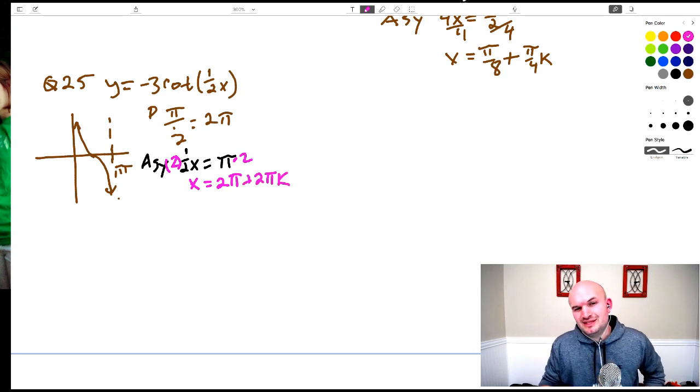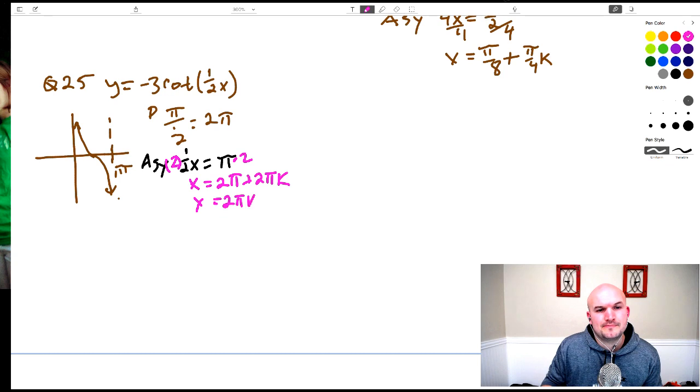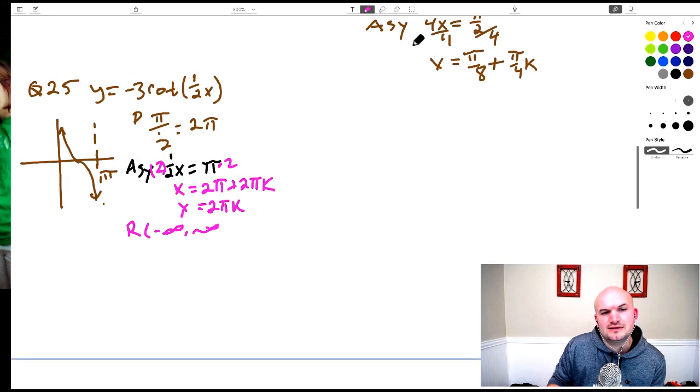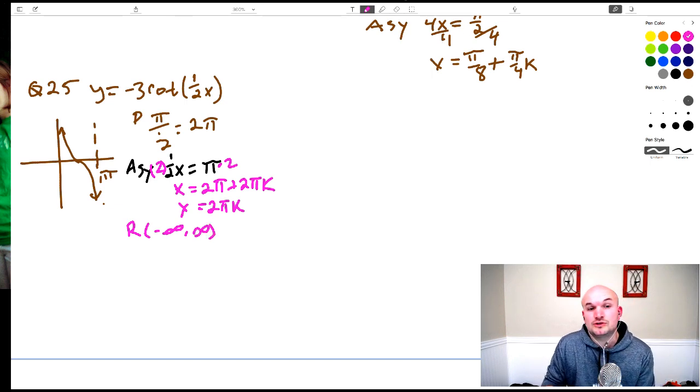And then obviously we don't really need to have 2 pi plus 2 pi k. We could easily just rewrite this as x equals 2 pi k, and that'd be a simplified version. As far as the range, we can go from negative infinity to infinity. So negative infinity to infinity. And the domain would be all real numbers except where the asymptotes occur. So it'd be all real numbers except x cannot equal 2 pi k.